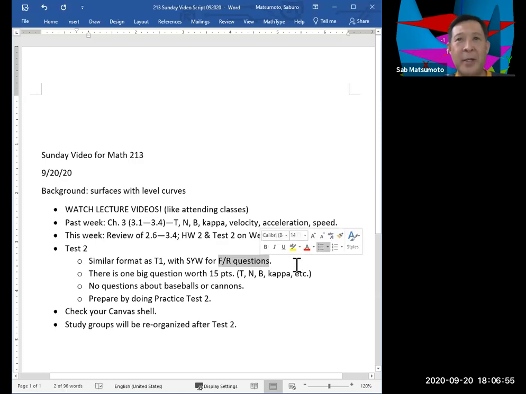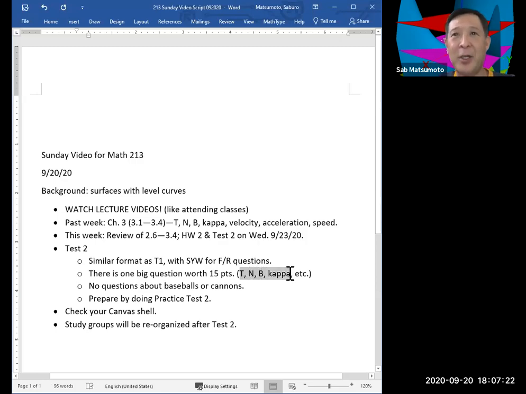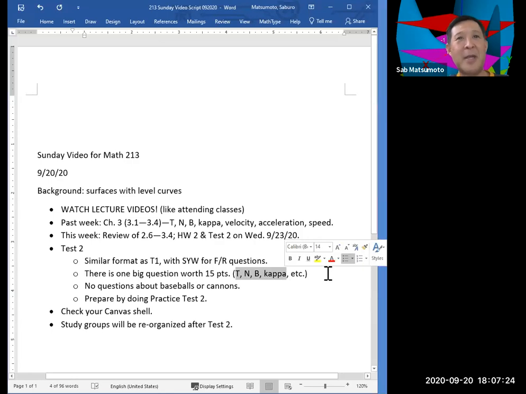One particular thing unique about this test is that there will be, ready for this, one big question, which is worth 15 points. So I'll be giving you a vector valued function, not surprisingly, and then I will be asking you to find not only the velocity and acceleration, but the unit tangent vector, unit normal vector, principal unit normal vector, the binormal vector, and the curvature, a few other things maybe. Okay, so that is something that you need to practice.